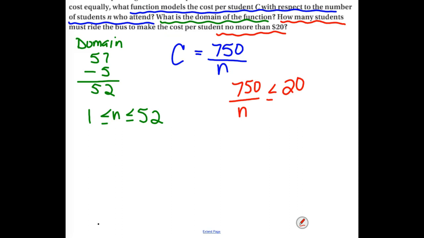No more than 20. So my 750 divided by n has to be less than or equal to 20. How do I solve that for n? The n has to get multiplied up here, and then what? The 20 gets divided down. So 750 divided by 20 will be less than or equal to n. What is 750 divided by 20?